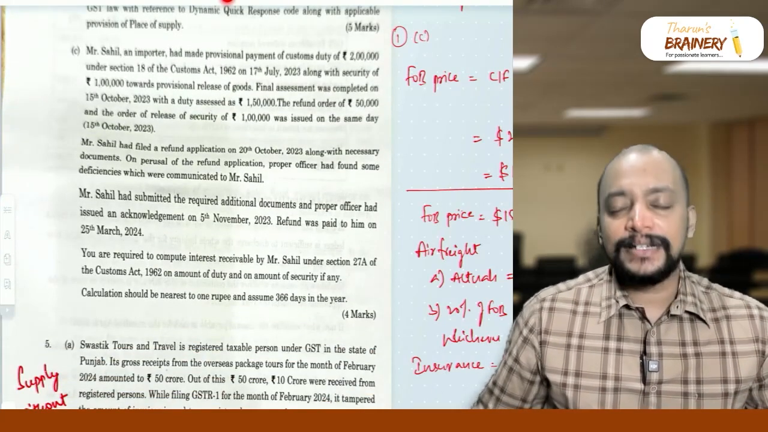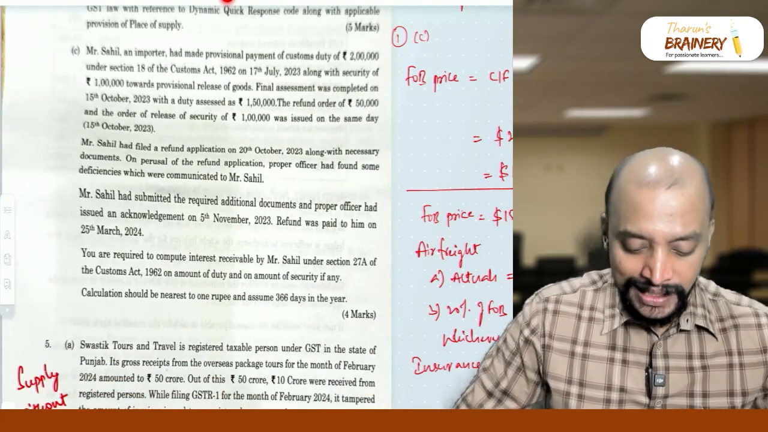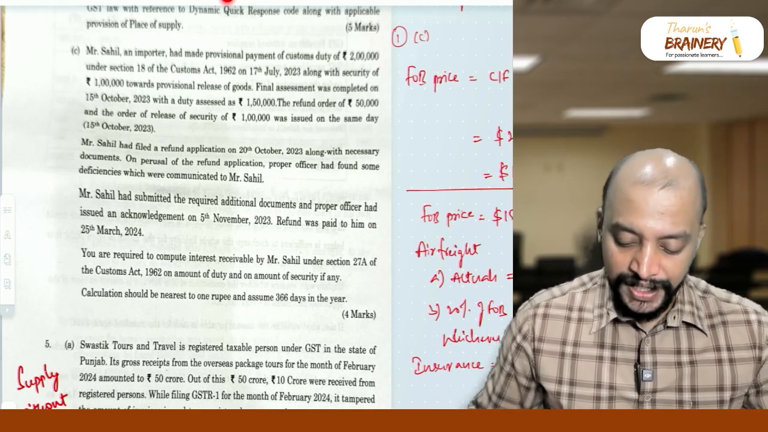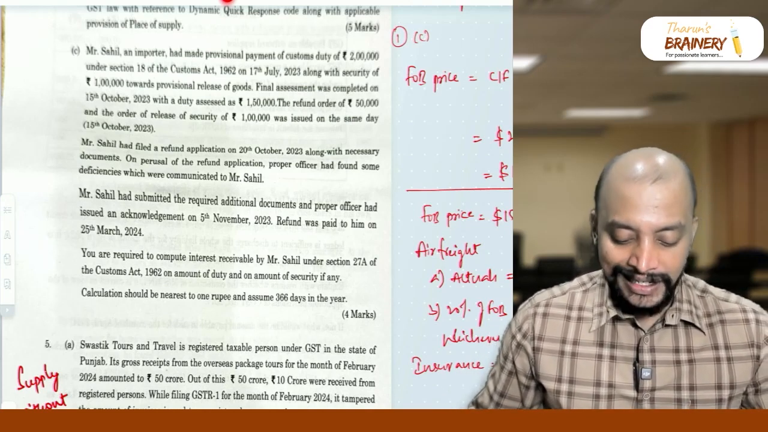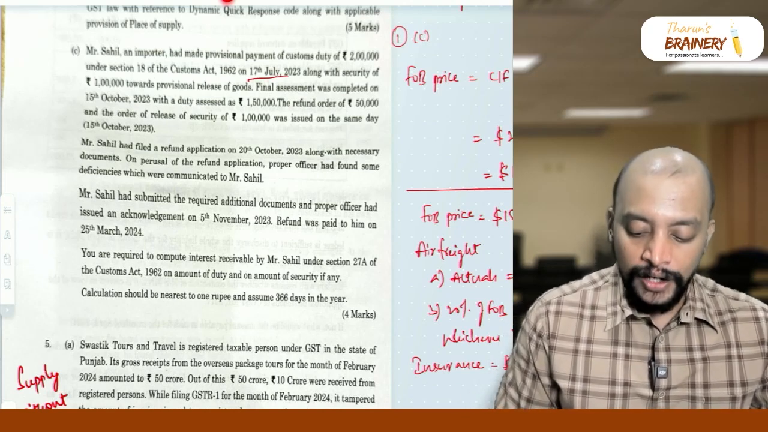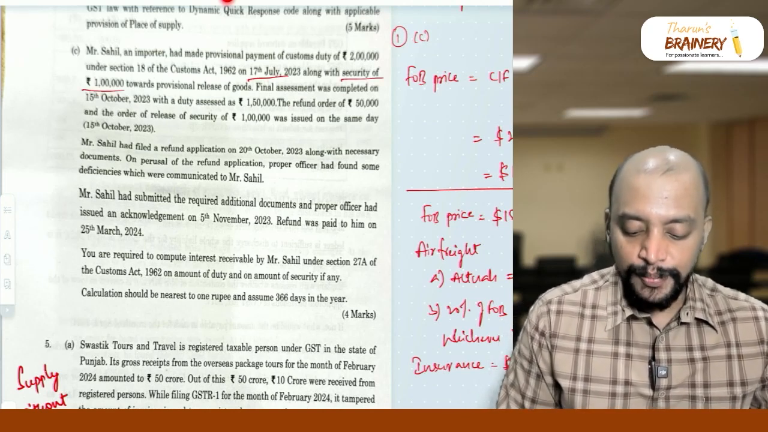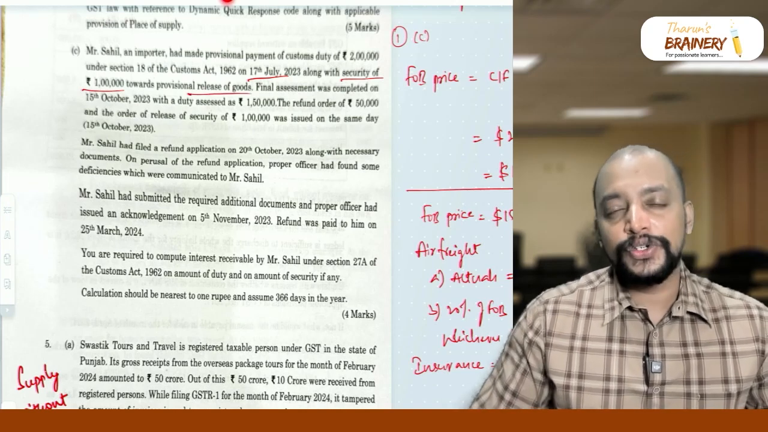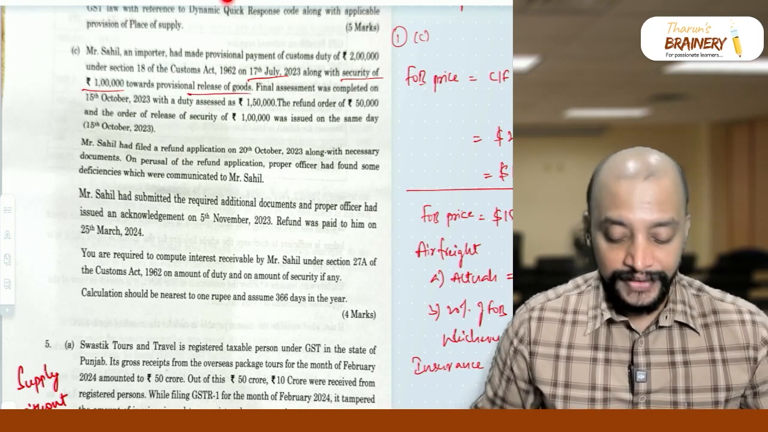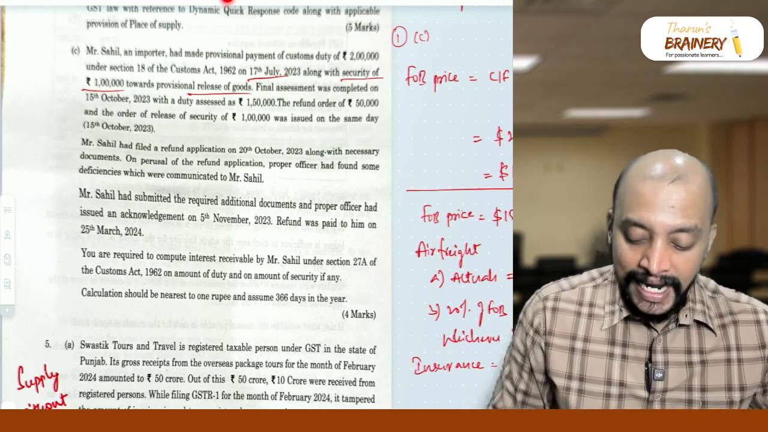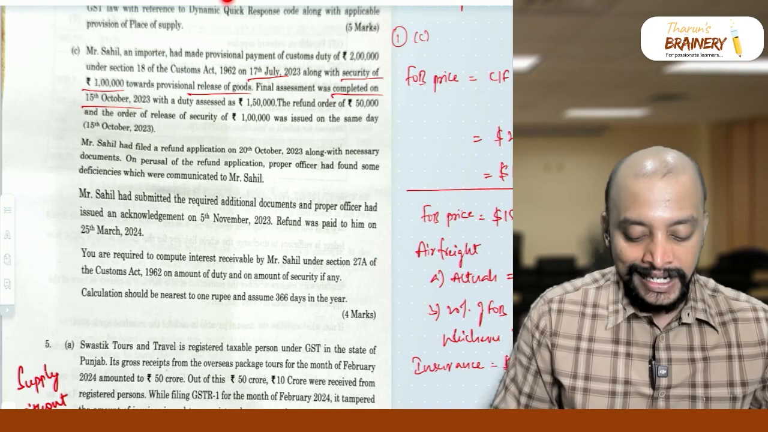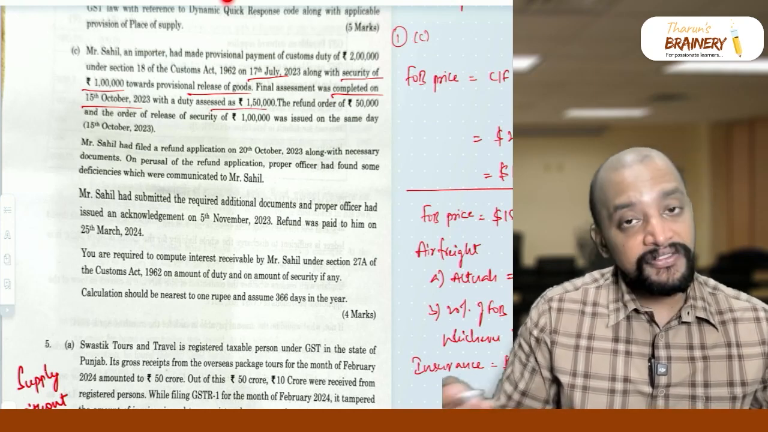Next, the C part is related to provisional assessment. Mr. Shahil, an importer, has made a provisional payment of customs duty of rupees 2 lakhs under Section 18 of the Customs Act on 17 July, along with security of 1 lakh towards the provisional release bond. Usually we need to execute a bond for provisional release of goods as per Section 18 of the Customs Act for provisional assessment, and the final assessment was completed on 15th October 2023 with the duty assessed as 1,50,000.